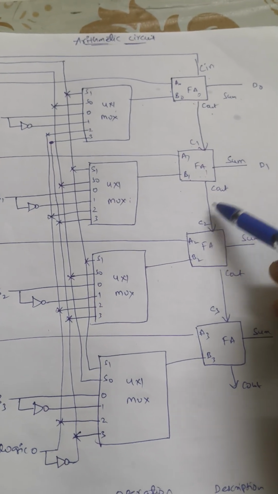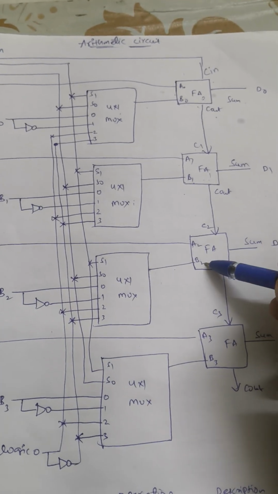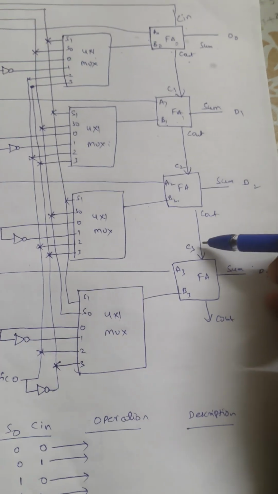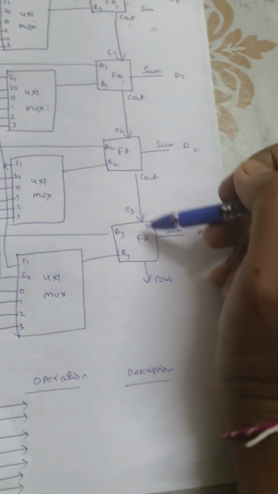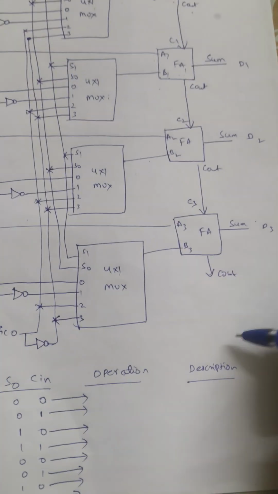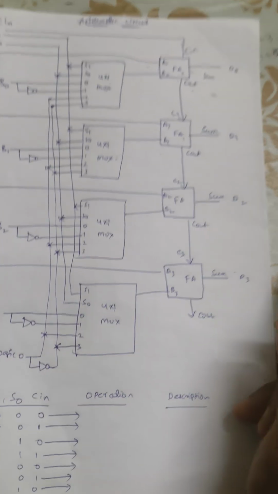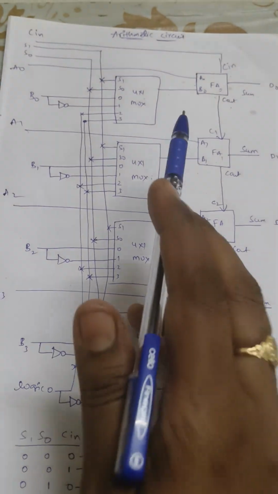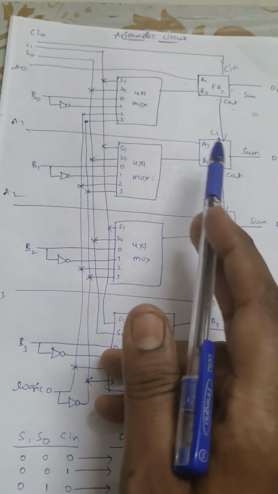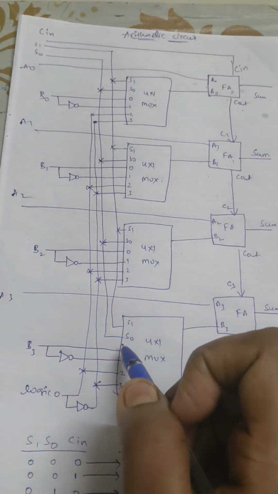Again, based upon these three inputs it is going to give a sum and carry out. This carry out is again the input for the next higher order full adder, which has the inputs A2, B2 and C2, resulting in sum and carry out C3. Again it is connected to A3, B3, C3, sum and carry out. Okay, so for the full adders, the A bit information is directly connected from the A bit, and the B bit is connected from the multiplexer output.